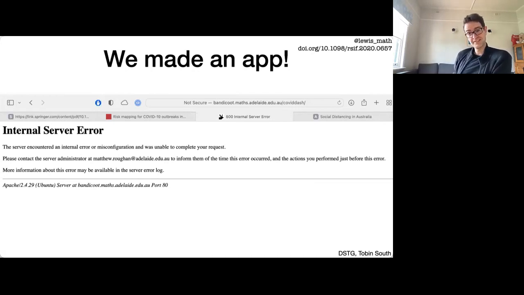It was great. It looked really pretty. Tobin South made it. This is what the app looks like right now. You can go there and you can see this error message yourself, because the learning here was that it's a bad idea to have data that's hosted at one place and that needs to be accessed in another place, and that databases and web apps and things are hard.